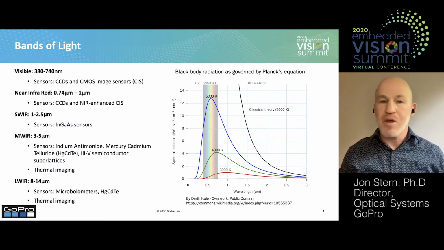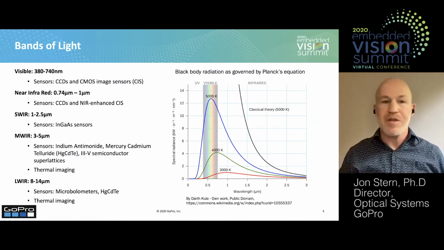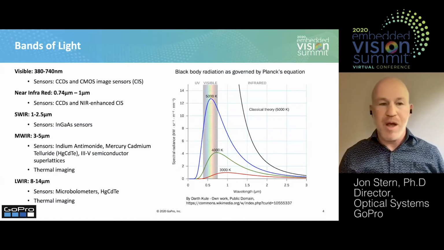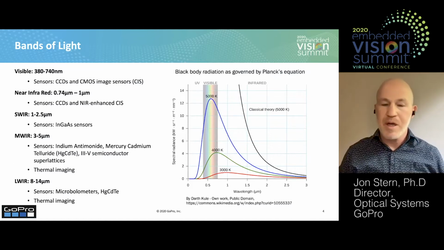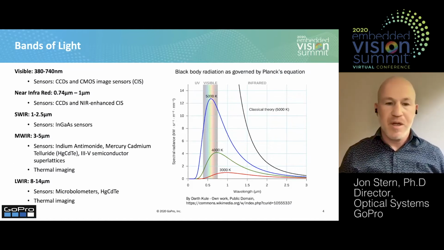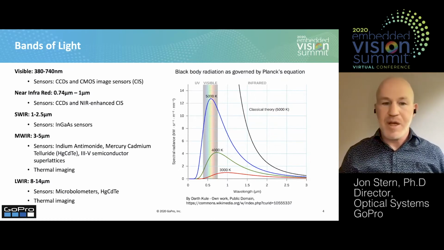Moving out beyond the human visual response from 0.74 micron to 1 micron, we can continue to use CCDs and, in particular, near-IR enhanced CIS. Between 1 micron and 2.5 microns, we have the shortwave IR band, and here we have to start using different sensor technology. Typically, for shortwave IR, we use InGaAs sensors. From 3 microns to 5 microns, we're in the medium wave IR band with a number of sensor technologies, including indium antimonide, mercury cadmium telluride, and type-II semiconductor superlattices.